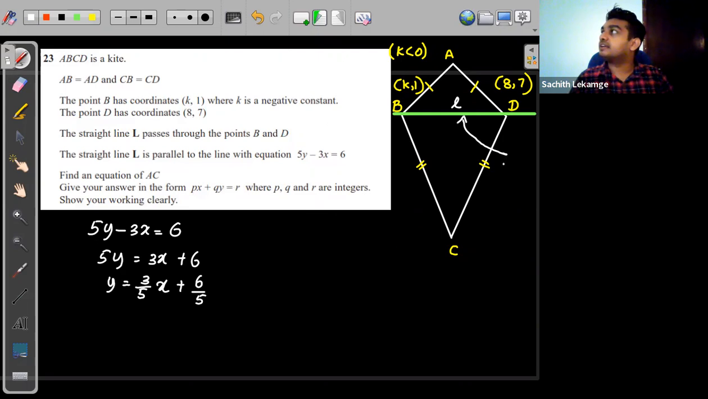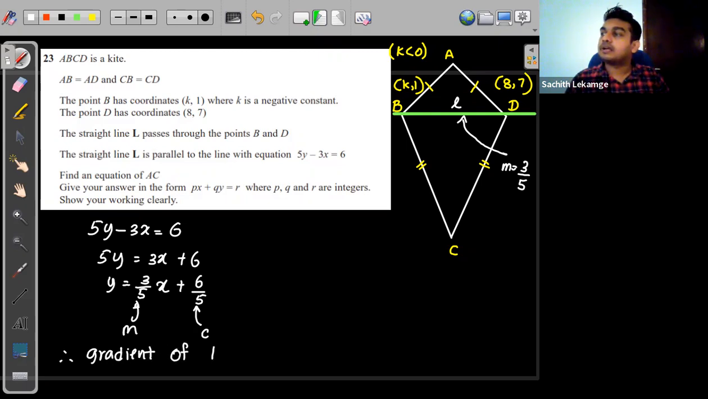This one we can say gradient equals 3 over 5, right? Why? Because it is parallel to that particular line. This represents the gradient, this represents the intercept. Since L is parallel to this one, the gradient of line capital L is also 3 over 5. Why do they say L is parallel to this one? Got it? Okay, find an equation of AC.